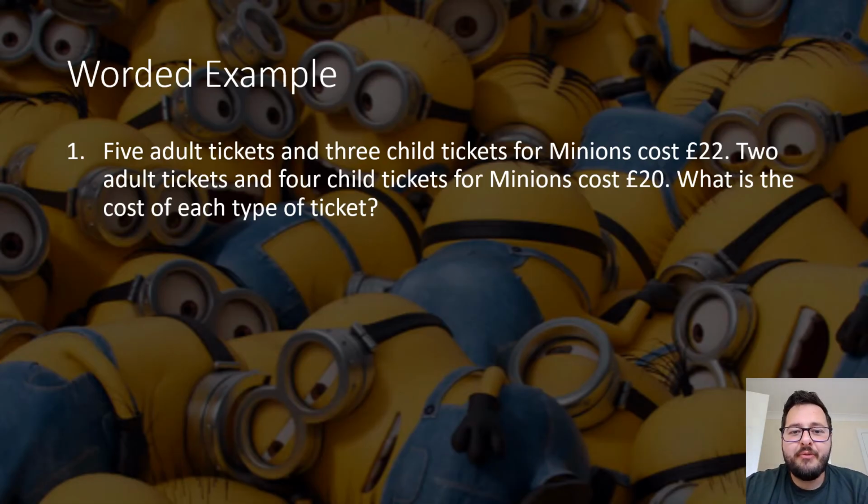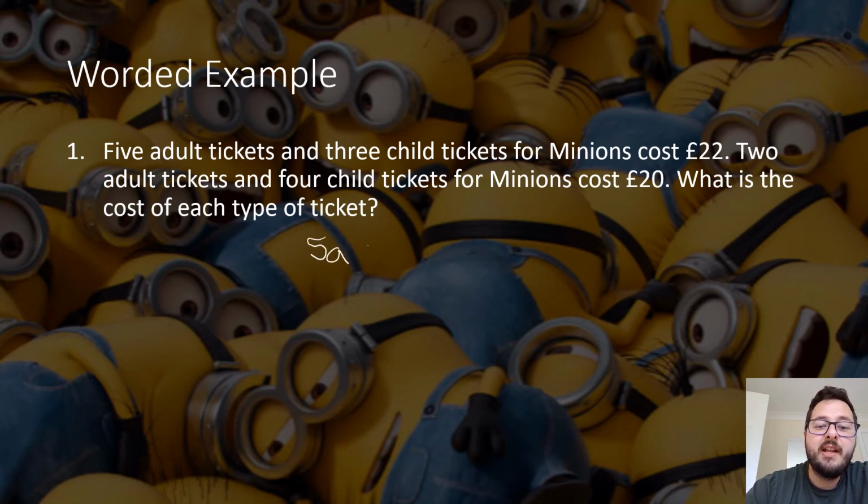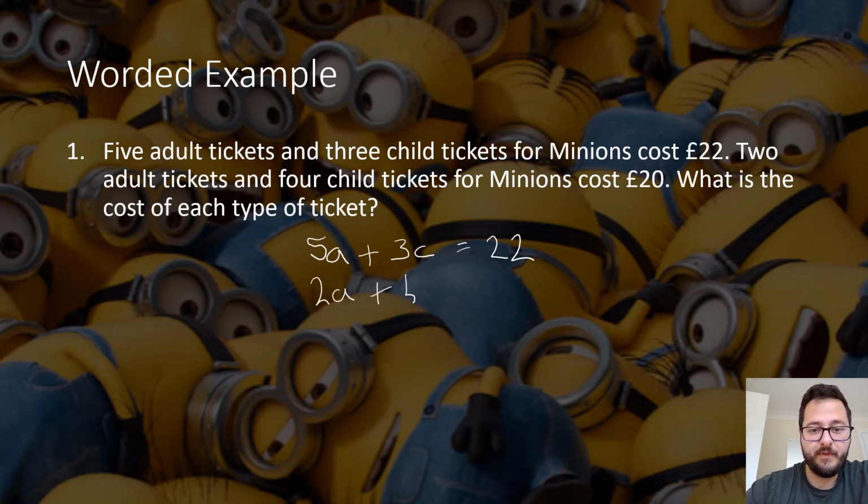5 adult tickets and 3 child tickets for Minions cost £22. 2 adult tickets and 4 child tickets for Minions cost £20. What is the cost of each type of ticket? Okay, well the first thing we want to do is put this into some simultaneous equations. So the first one says 5 adults and 3 children. So 5a for adults plus 3 child tickets, c for child, is 22. And then we've got the 2 adult tickets, so 2a plus 4c is 20.